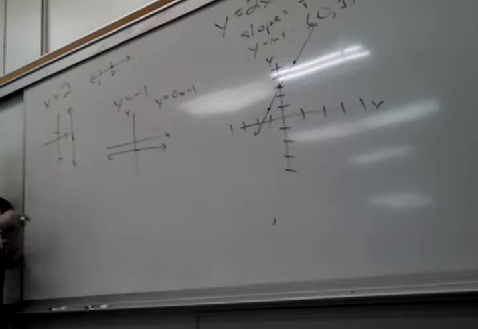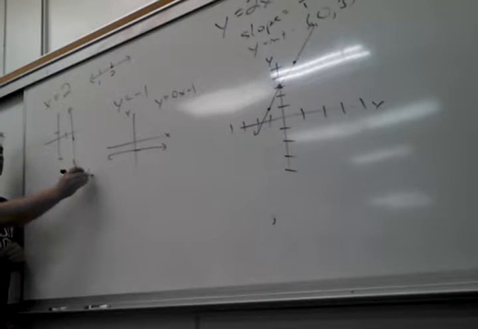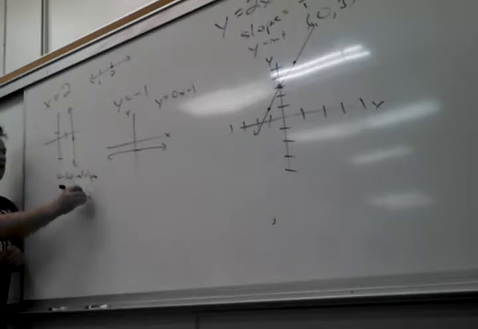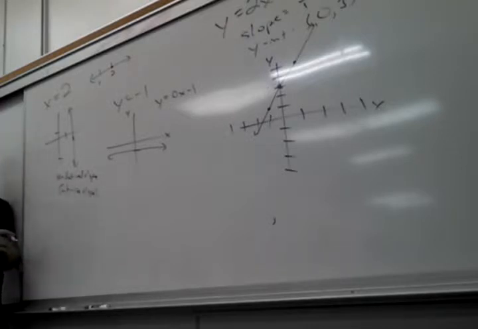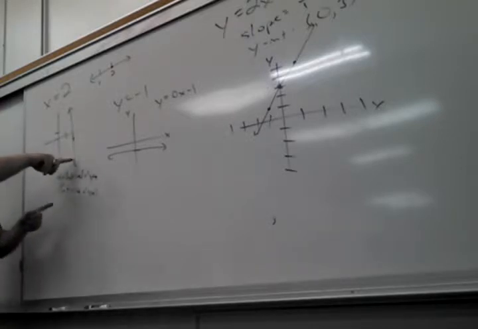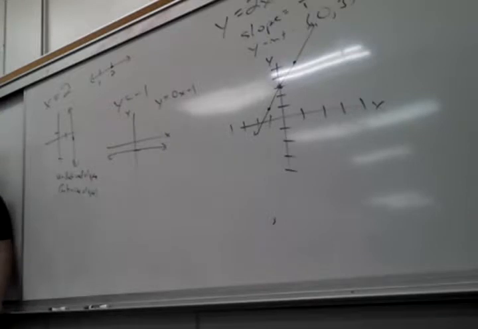This slope is undefined. You can either say undefined slope, or you can even say infinite slope. I'll take either way. Infinite kind of even makes sense here because you just keep going infinity straight up, right?